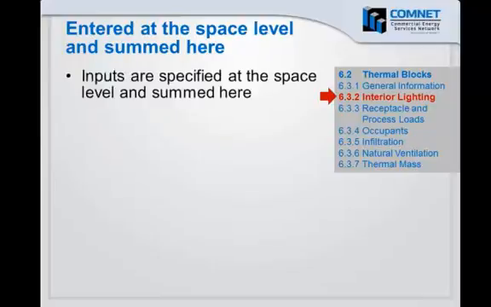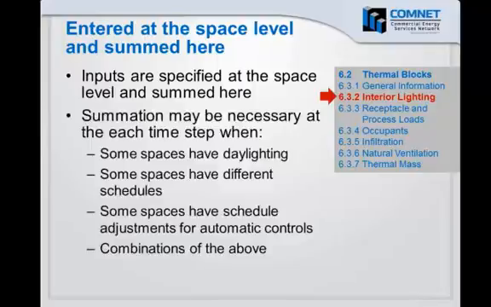So what happens at the thermal block level is that they're basically summed up from the spaces. So if a thermal block includes 2 spaces and one has 500 watts and one has 5,000 watts, the total lighting power for that thermal block would be 5,500 watts.